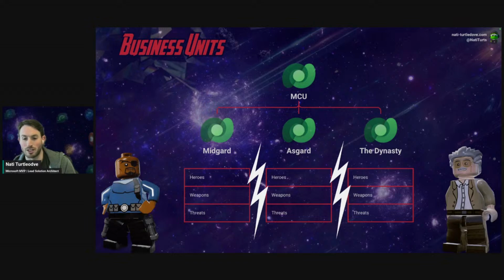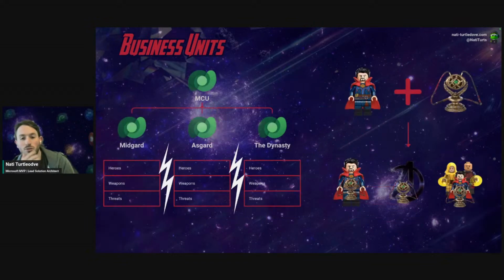And if we approach it from this perspective, where we've got Dr. Strange who wants to add the Eye gauntlet to his weapons table, he forms part of the Dynasty business unit team. So our user, Dr. Strange, forms part of that. He's got the Dynasty business unit assigned to him.